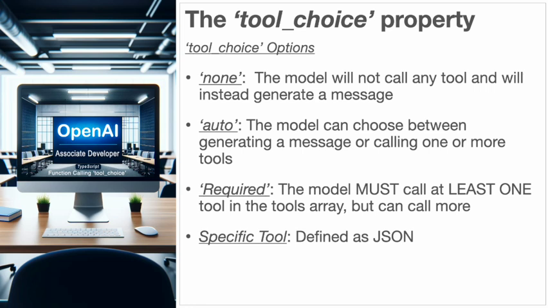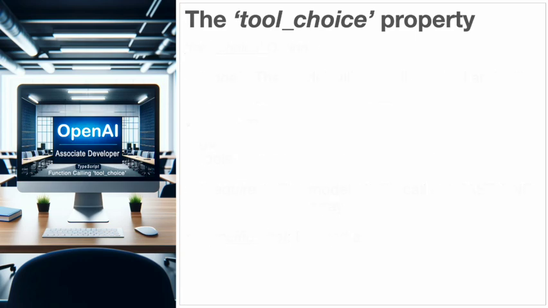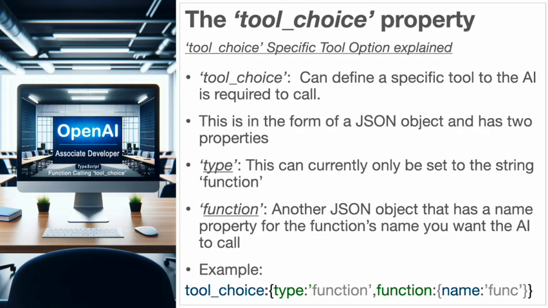3. Set to required. When set to required, the model must call at least one tool in the tools array, but can call more. This is useful when you want to ensure that a tool is always used in the response. 4. Set the tool choice property to a specific tool. You can specify a particular tool the model is required to use by providing an object with the tool's details. These details are in the form of a JSON object with the following properties. 1. Type. This currently can only be set to the string value of function. 2. The function object. This is the JSON object which contains the function's name. This will force the model to call only the specified function with the name specified in the function object.